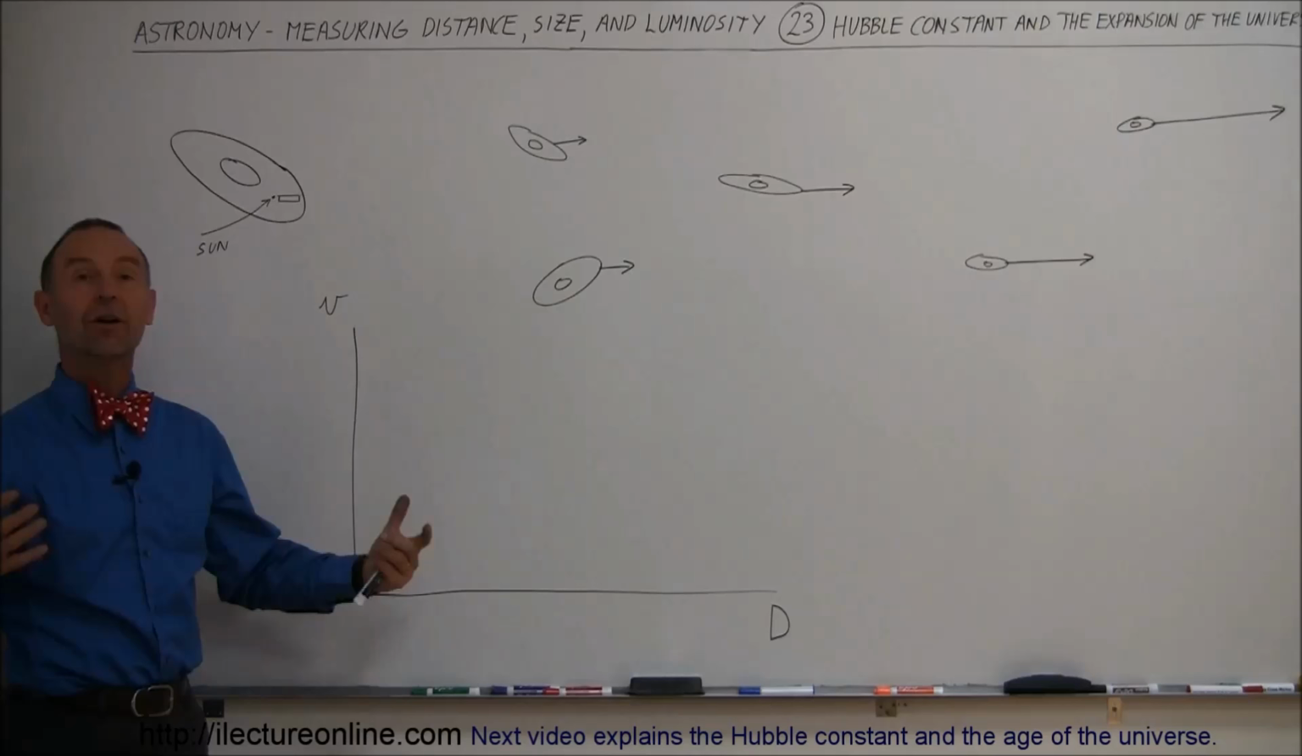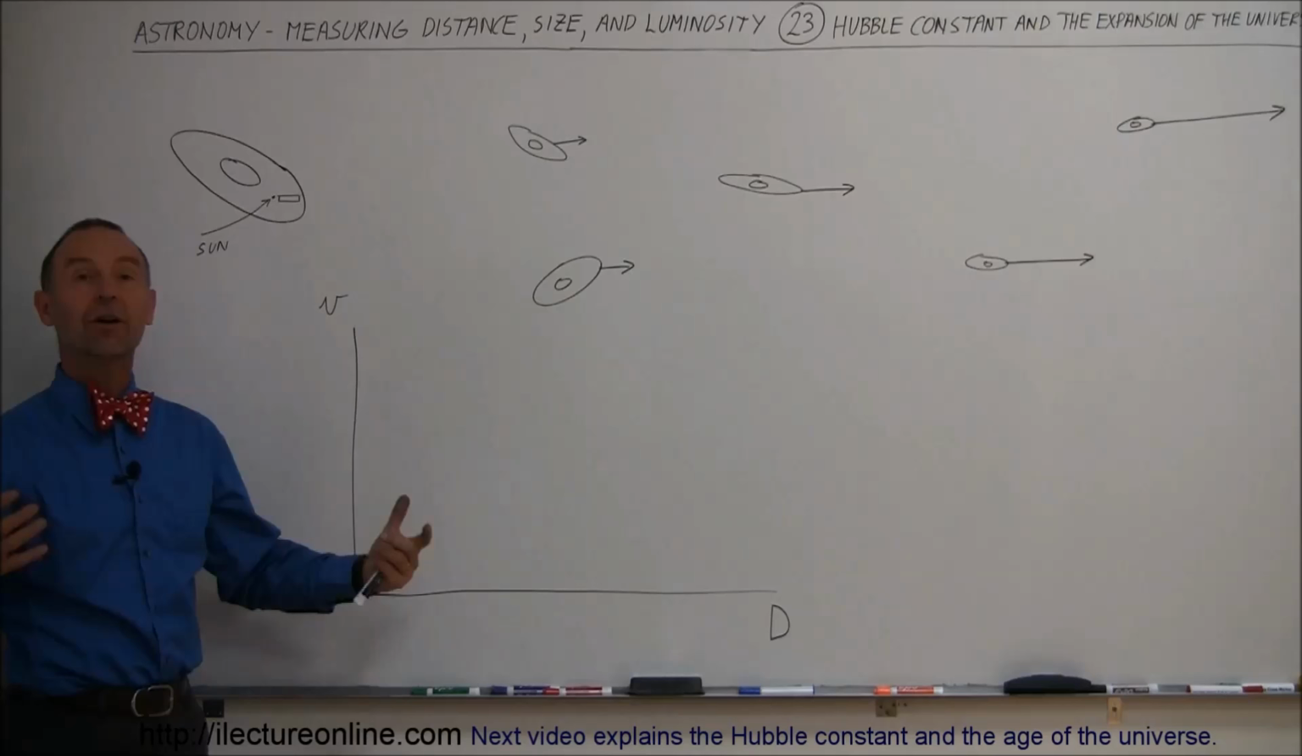Just like Hertzsprung and Russell drew the HR diagram, here Hubble drew the Hubble diagram. And so what he began to do was, on the vertical axis, put down the velocity of these galaxies, and on the horizontal axis, the estimated distance. And when he started doing that, he started getting points that looked like this.